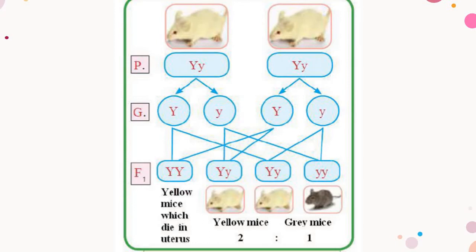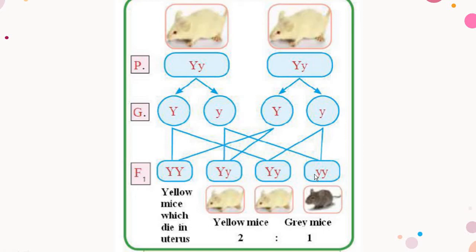Like here are the mice. Here one is yellow, Y capital Y small, with the Y capital Y small, and their gametes Y capital, Y small, Y capital, Y small. And when they are mating with each other, it will be Y capital Y capital, Y capital Y small, Y capital Y small, and Y small Y small. Gray mice here is a lethal one.